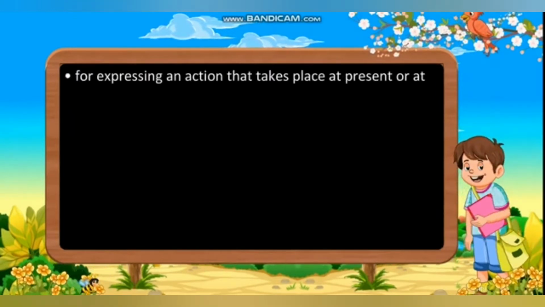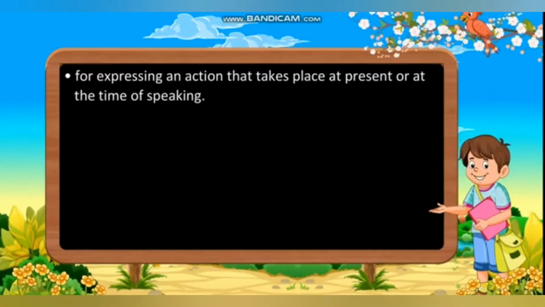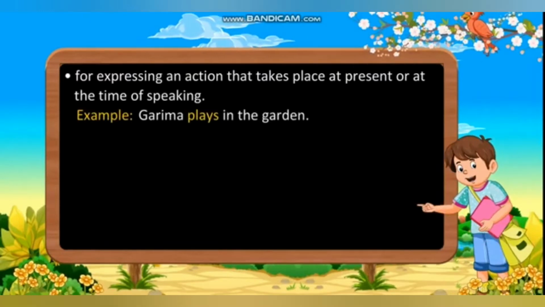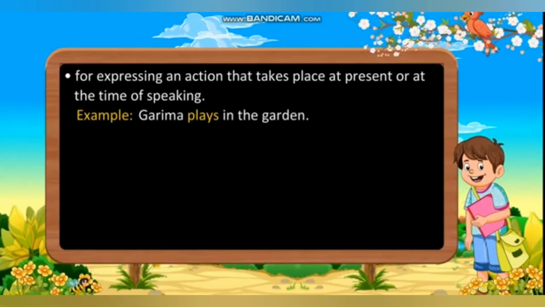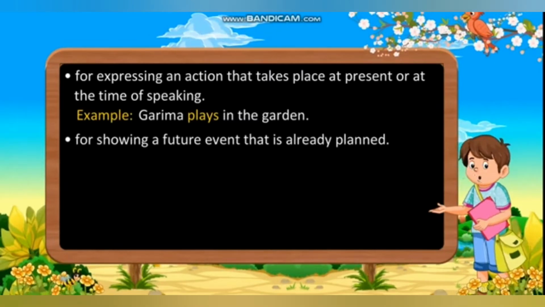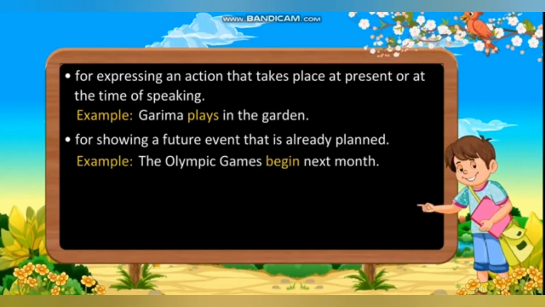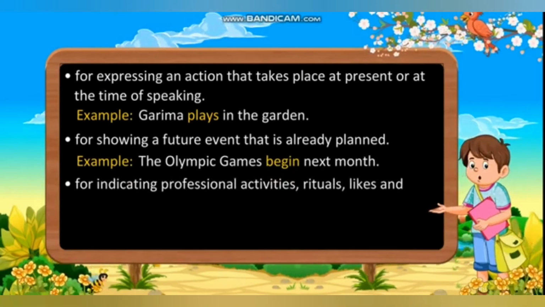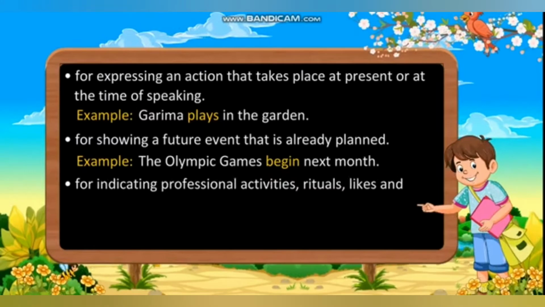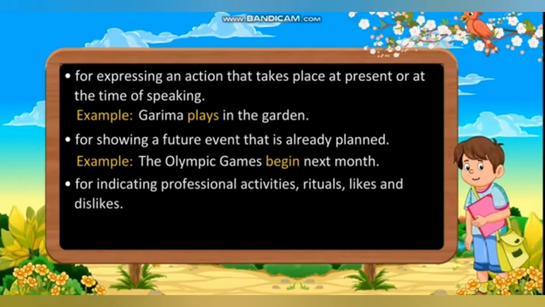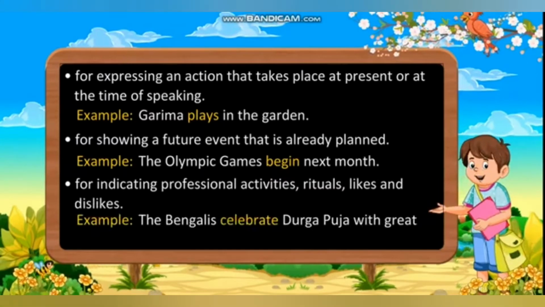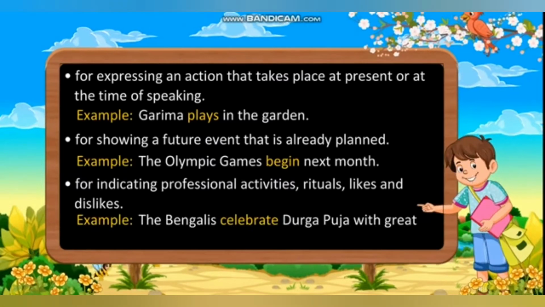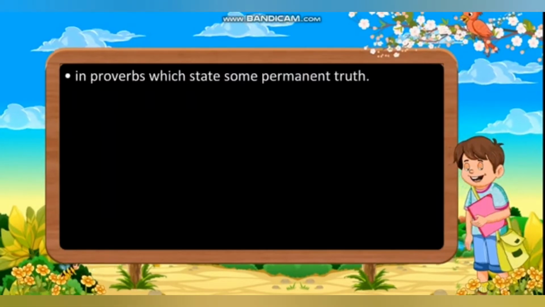For expressing an action that takes place at present or at the time of speaking. For example, Garima plays in the garden. For showing a future event that is already planned. For example, the Olympic Games begin next month. For indicating professional activities, rituals, likes and dislikes. Example, the Bengalis celebrate Durga Puja with great fervor.